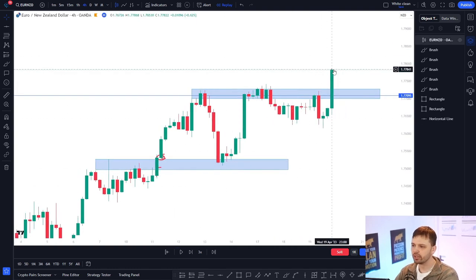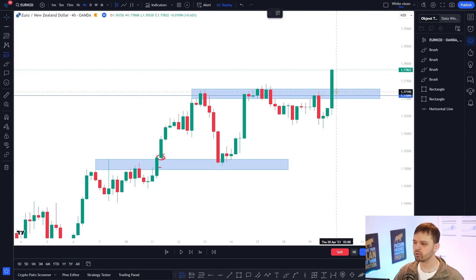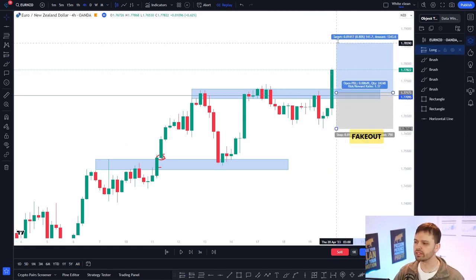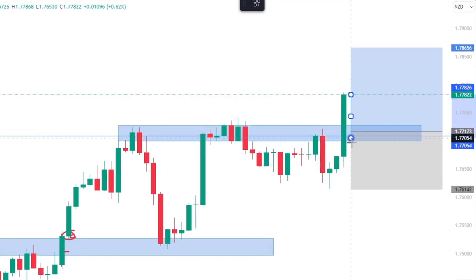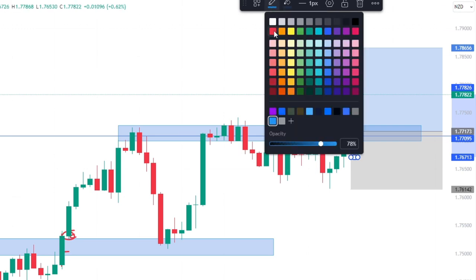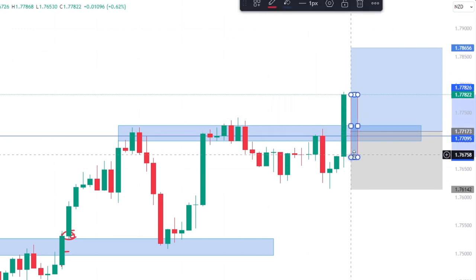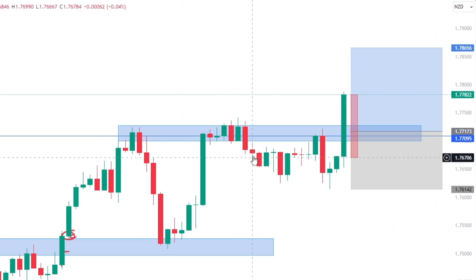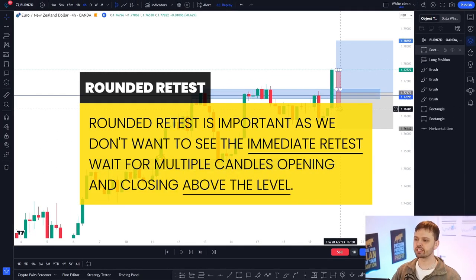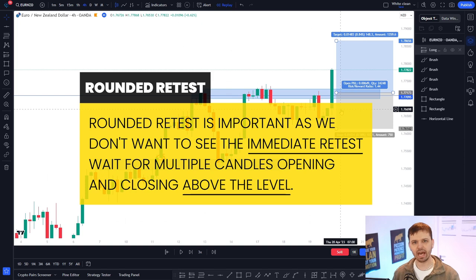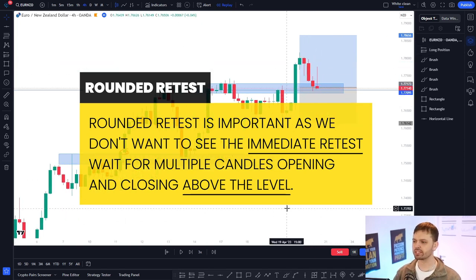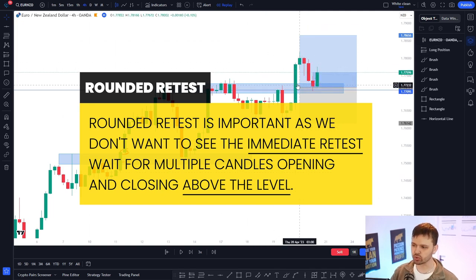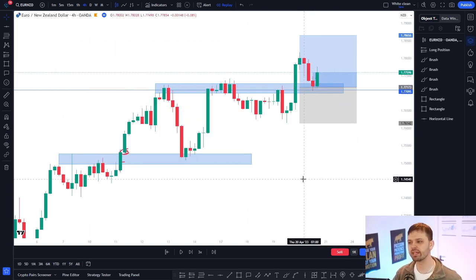The candle is breaking above the level right here, and you decide to put orders in right at the level. Well, guess what? This could easily turn into a fake out, because what if the next candle looks like this? What if the next candle is just a red candle and it looks like this? Well, that's a fake out. So what I want to see is multiple candles opening and closing above the level, giving us that rounded price action. We have multiple candles opening and closing above the level before hitting the level.